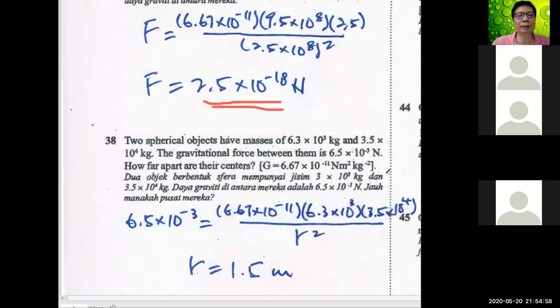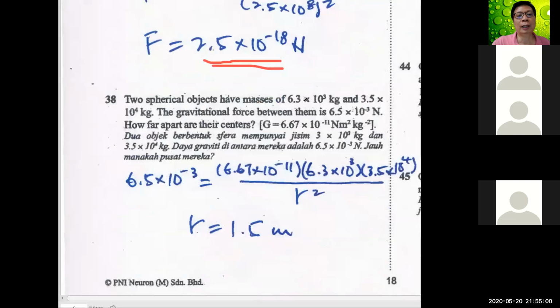38. Something like repeating the question. Mass 1, mass 2, the gravitational force given. So you are asked to find the distance now. How far apart means find the distance r. So using calculator skill, you get this answer, 1.5 meter. Okay, copy the answer.